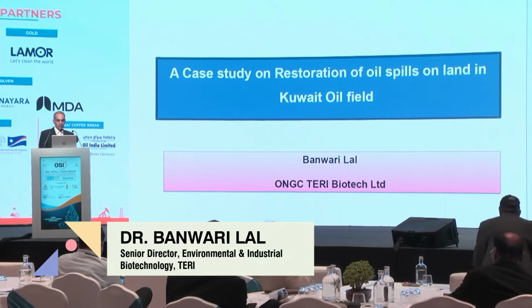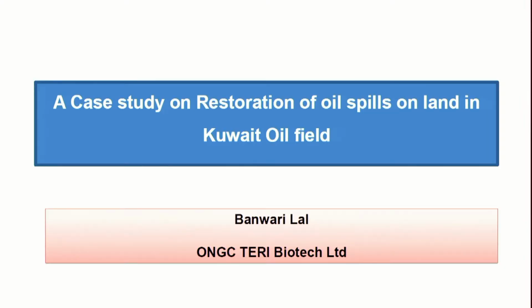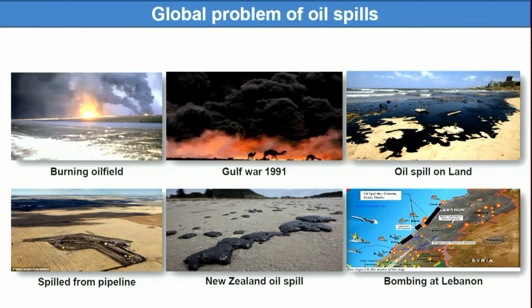I am going to give a case study, a solution of oil spill on land. I think right now we have heard about oil spill problem on sea. So I am going to talk about solutions, not so much about the problem. We know that globally the largest oil spill was in the Gulf, in Kuwait in the 1990s.